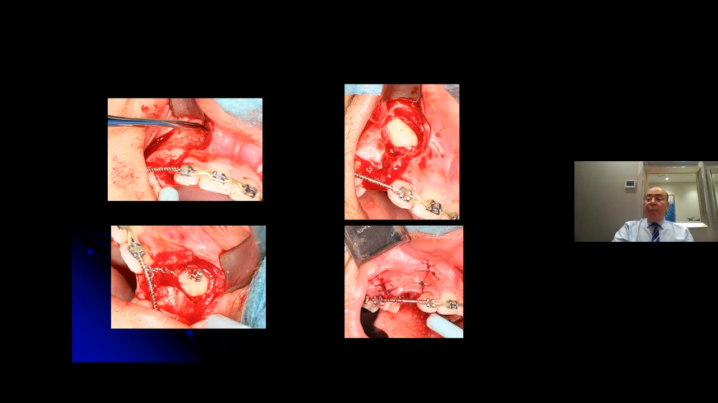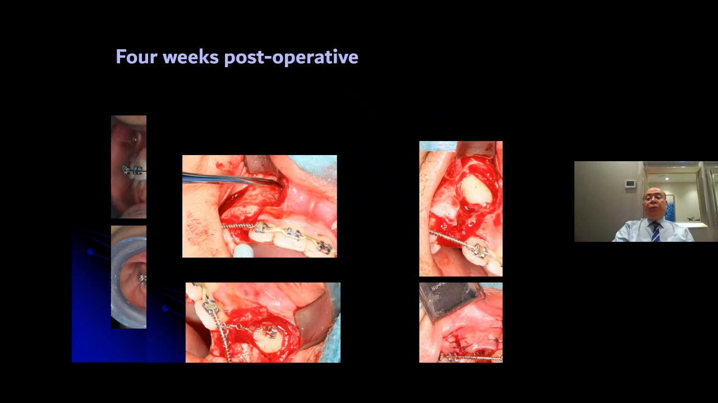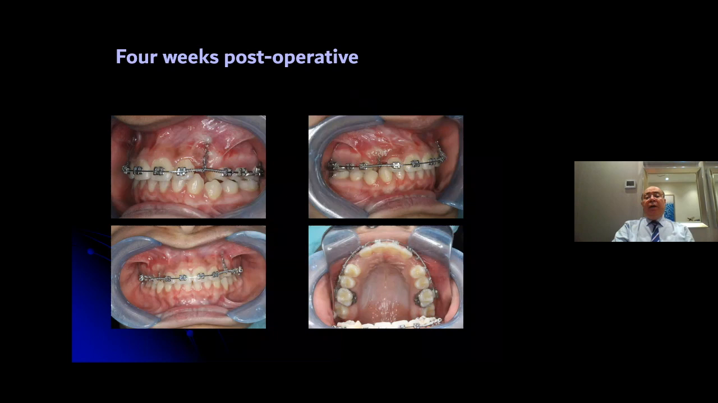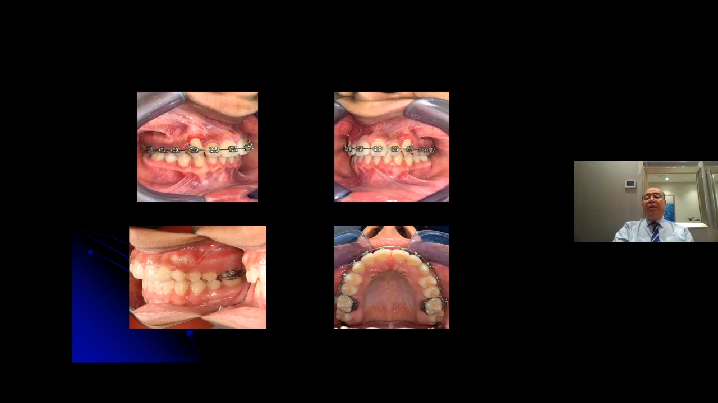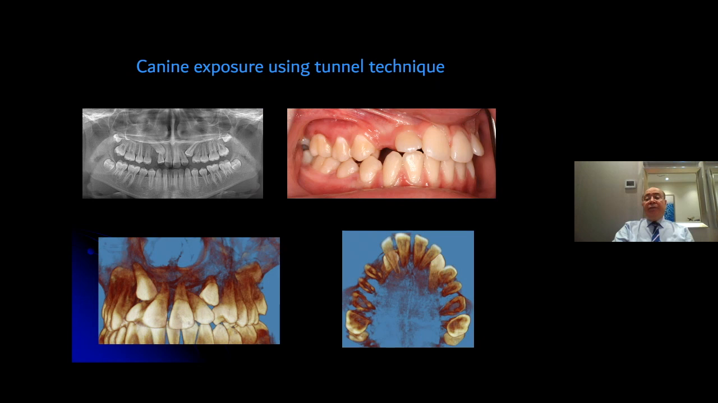Once you do that, again, you tie it to the wire, you do the suturing, and this patient is a few weeks after the surgery. You can see how clean the surgery is, and you can see the chains on the upper left and upper right attaching to the wire. Then several months later, the canine came down into place, and you can see the final photo of the full occlusion, which was a really good case.